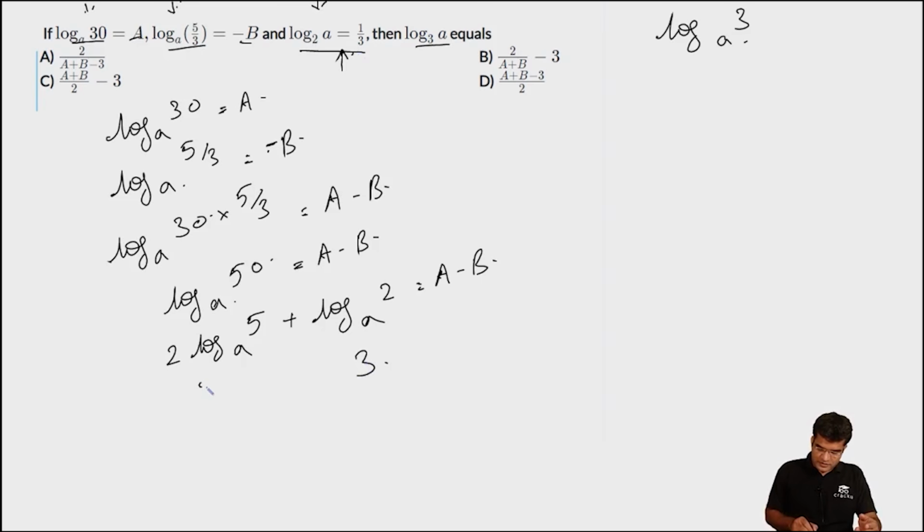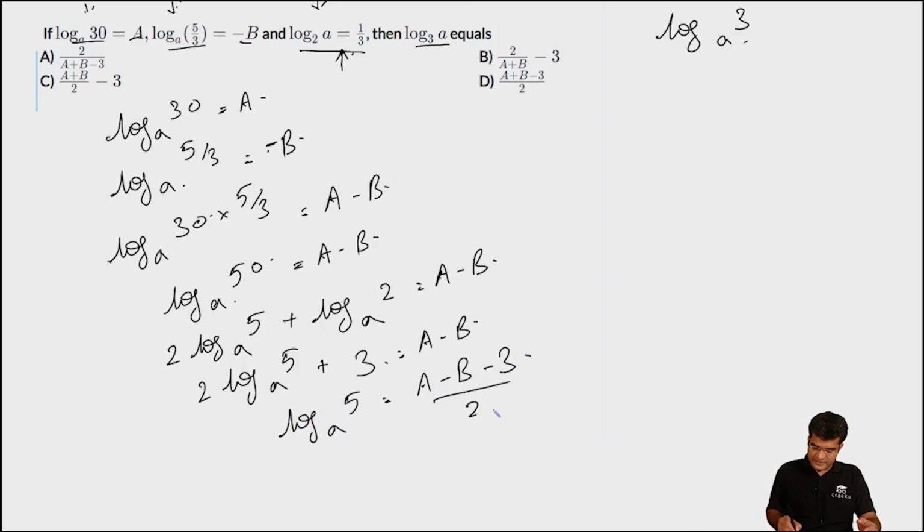So 2 log 5 to the base a plus 3 is equal to a minus b, or the value of log of 5 to the base a is equal to (a minus b minus 3) whole divided by 2.